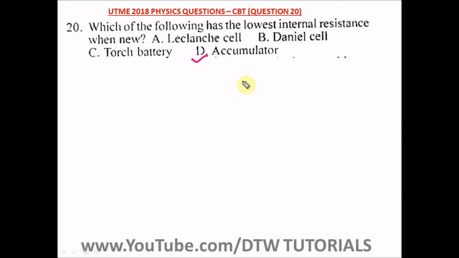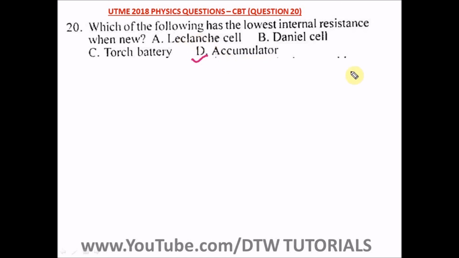You know, the internal resistance of a cell depends on some factors like the life of the cell and the electrolyte used. The electrolyte used in an accumulator is lead acid, and lead acids offer low internal resistance. Since they offer low internal resistance, they deliver high current on demand. So your secondary cells.